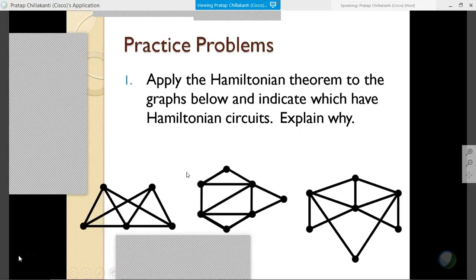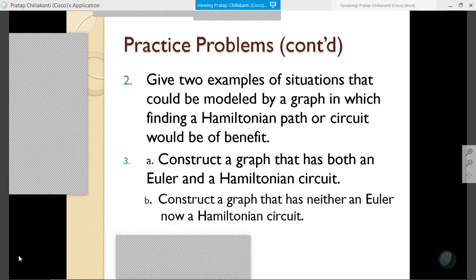There are a couple of practice problems there that I put there. We are not doing them in the class, but they are there for you to play with in case you are curious about how these concepts are used. Okay.